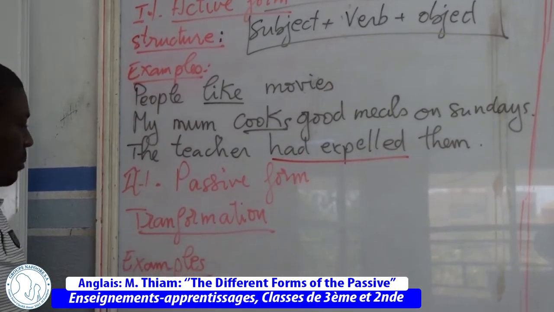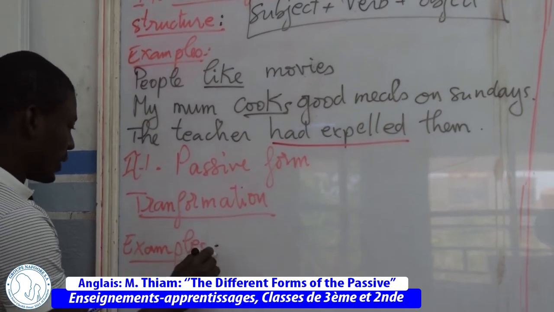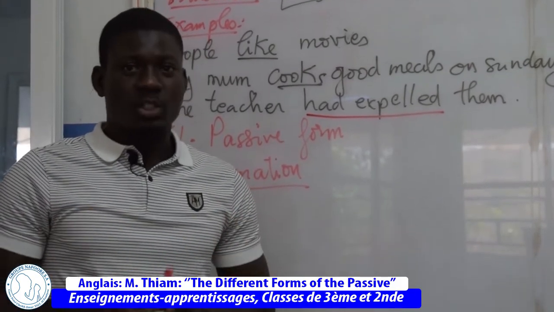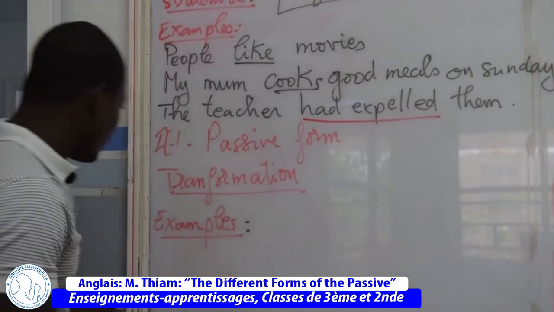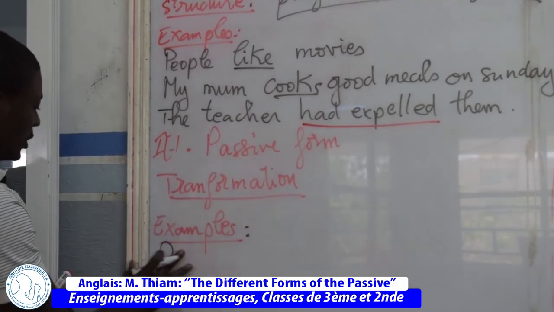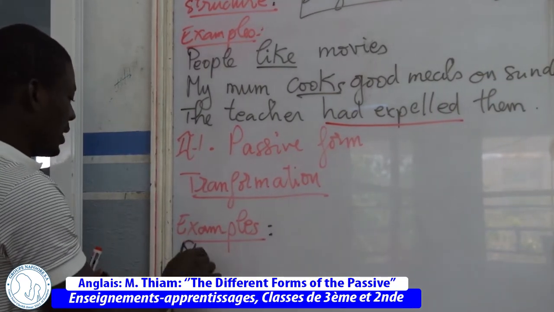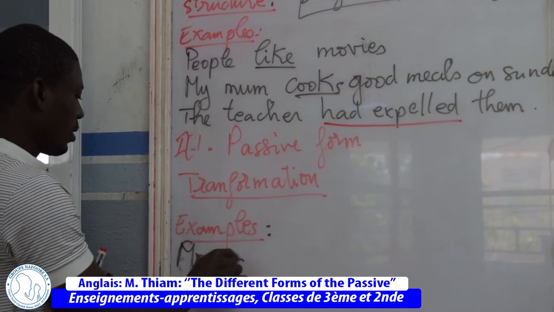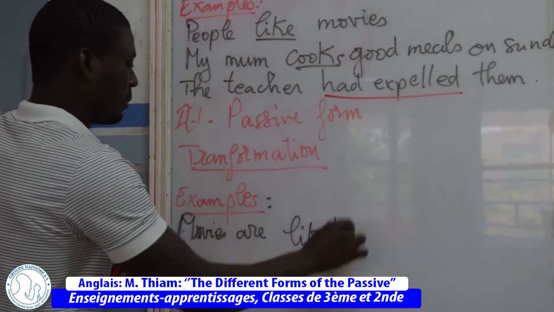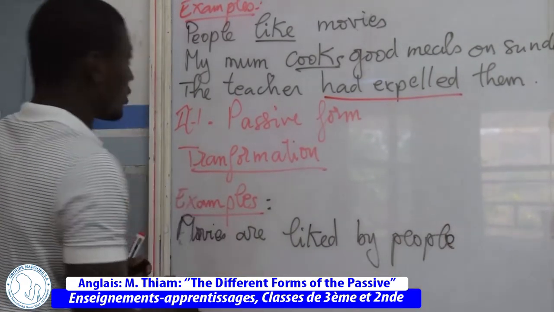Number two, passive form. Okay, so now we will learn about the transformation. It's very simple and easy. Just focus and try to understand. Okay. Example: we'll take the same sentences. Sentence number one: people like movies. Movies are liked by people. Okay? We'll explain the process afterwards.